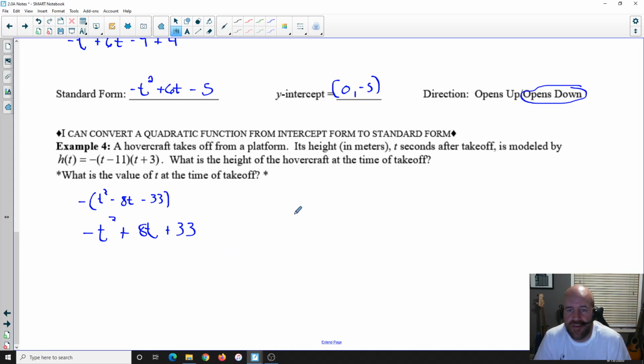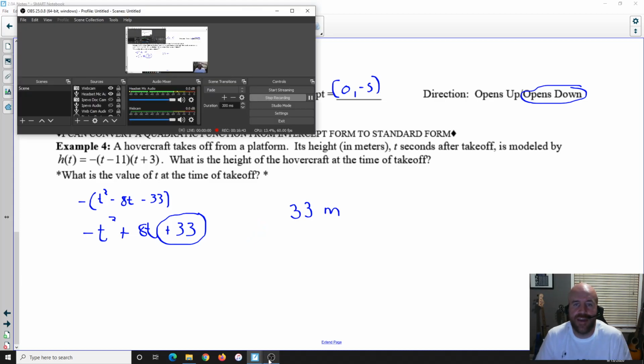So all we have to say is the height at takeoff when t is 0 is going to be 33, and our units is meters. And that is found from, again, our y-intercept. So that is the end of the video.